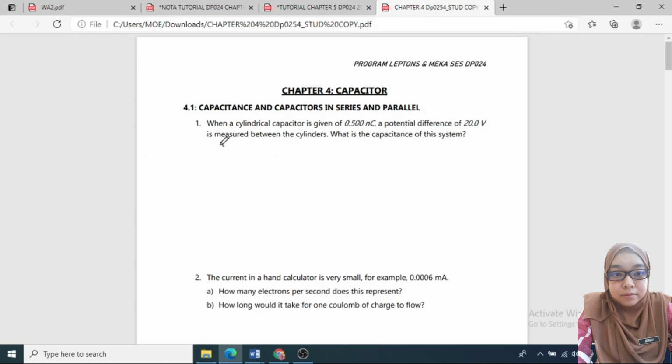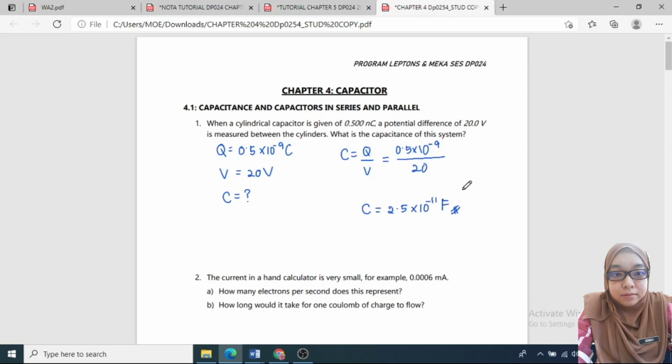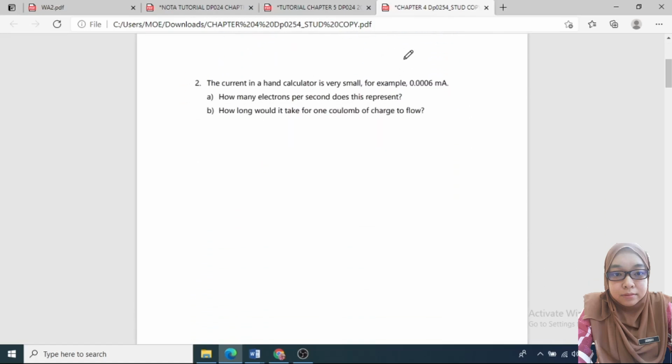So we take out Q equal to 0.5 times 10 power negative 9 coulomb, and the potential difference is 20 volt, and then we need to calculate the capacitance. So we use the formula C equal to Q over V. So substitute, divide with 20, so we get C is equal to 2.5 times 10 power negative 11 farad. Okay, and then number 2.